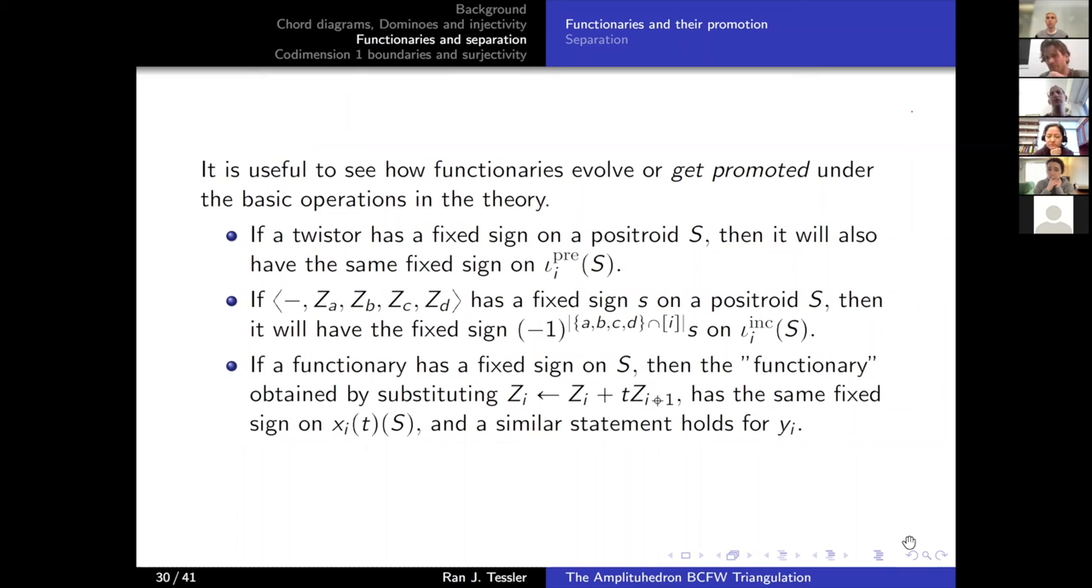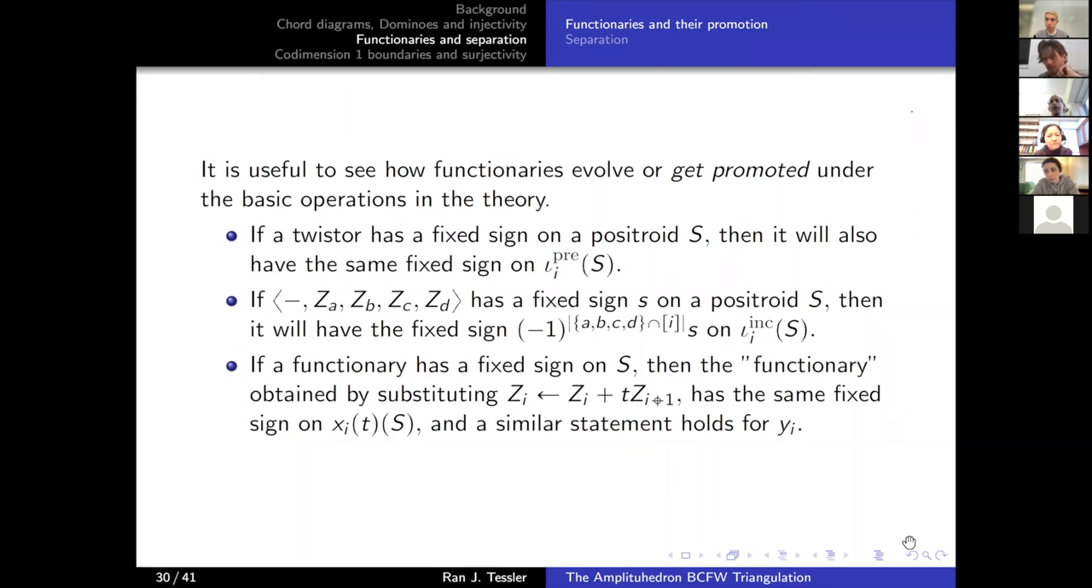That's what I expect, but I should say regarding what Chaim said. So in the work of you and Lauren and Melissa, you found the triangulations. I don't know if it is for all triangulations, but if you found triangulations in which you have certain twisters which have a fixed sign on any cell in the triangulation. This is not the case here. I mean, it's not that if you have a separating functionary, even if it's a boundary functionary, it will usually have a fixed sign on all the other cells in the triangulation.